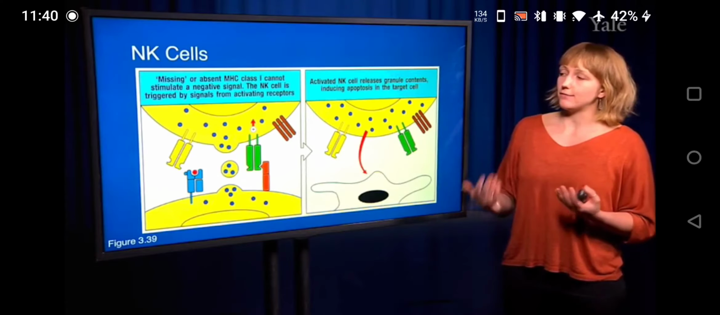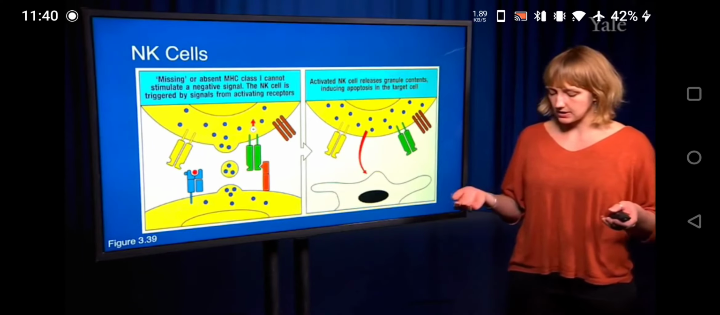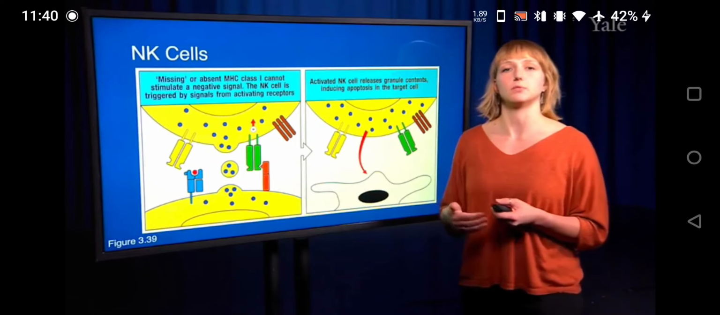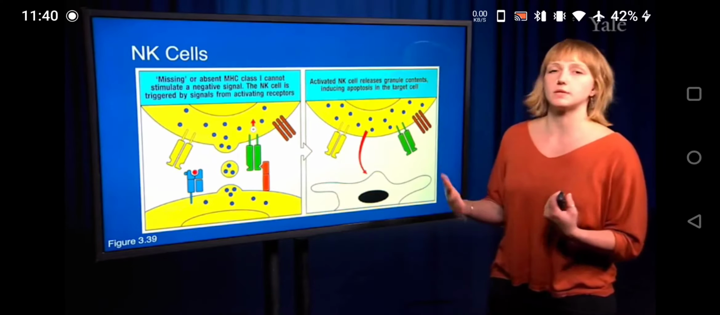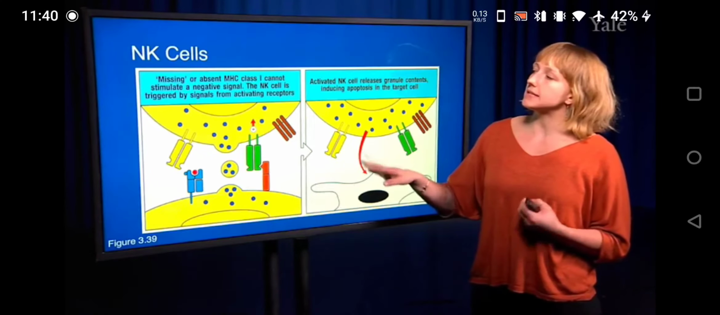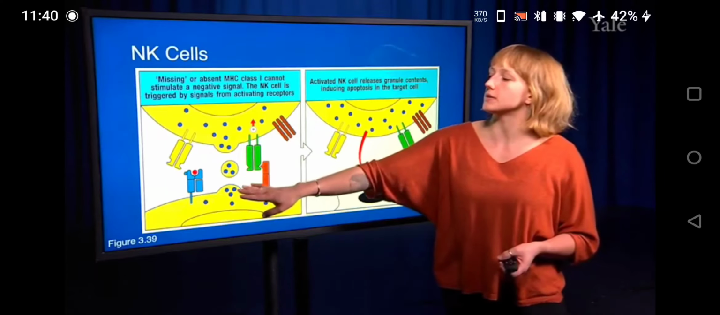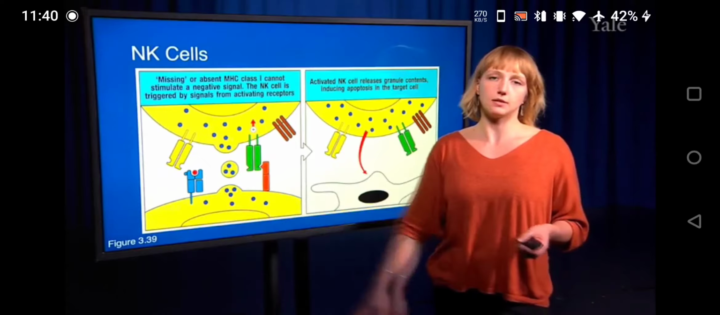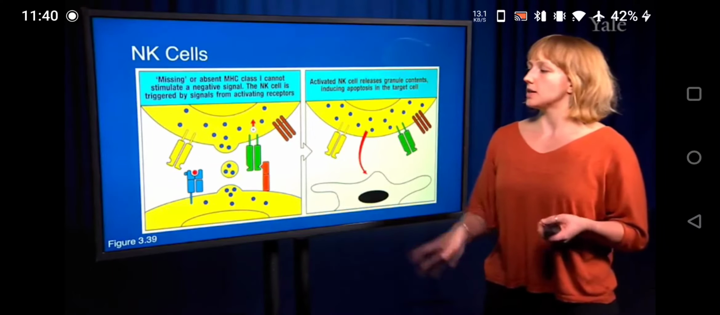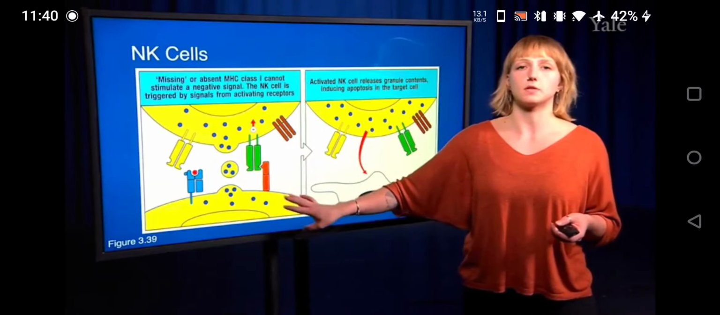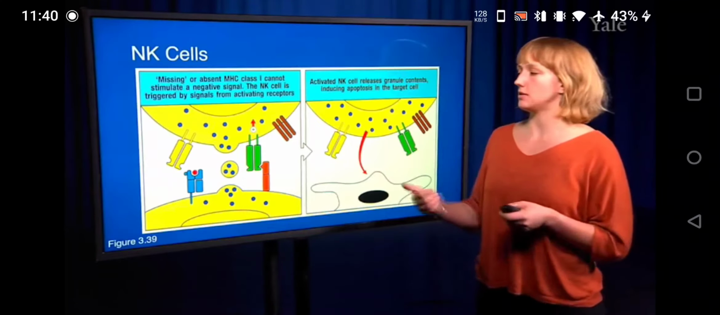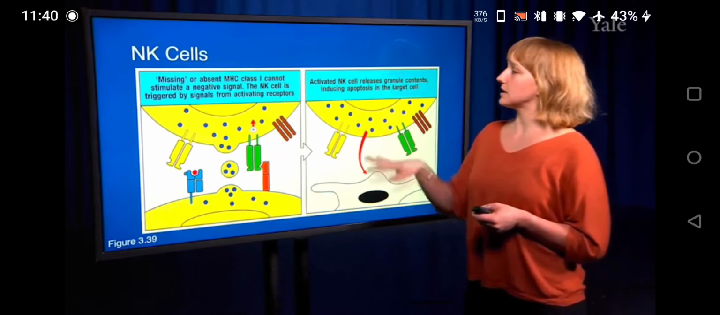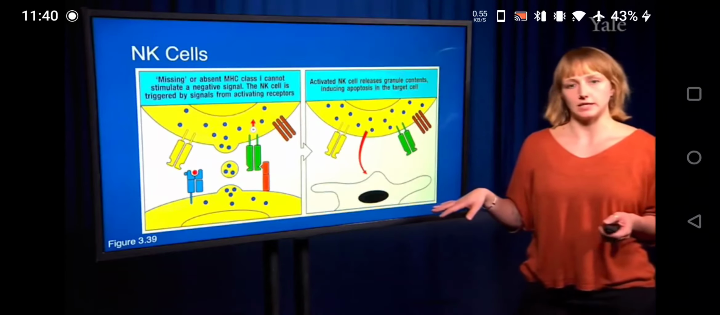Now, during an infection, oftentimes cells will downregulate MHC class 1 molecules, or they'll present a different one, such that missing or absent MHC class 1 molecules cannot interact with the inhibitory receptor of the NK cell to lead to an inhibitory signal. The activating receptor signal of the NK cell is then the strongest, and this leads to the apoptosis of the infected cell.